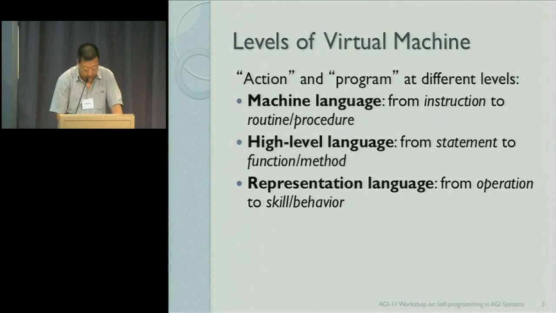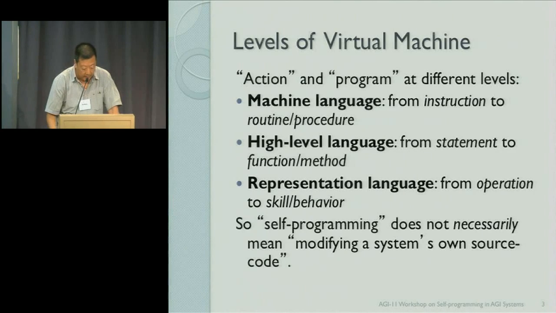So that basically means self-programming can actually happen at any of those levels. Also, that means when we say self-programming, it doesn't necessarily mean modifying its own source code, even though that's a possibility. For example, when we say source code, usually we mean the code at the high-level language level. If your self-programming happens above that, say at the knowledge representation level, then it doesn't really change the source code. So actually, Ben already addressed that issue.